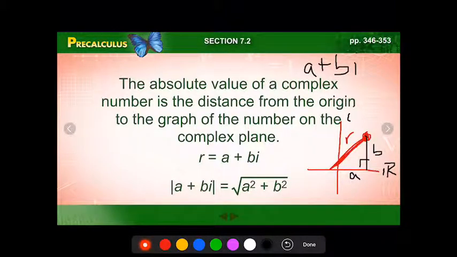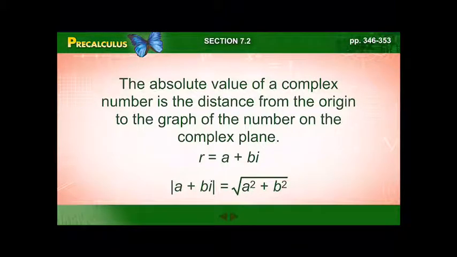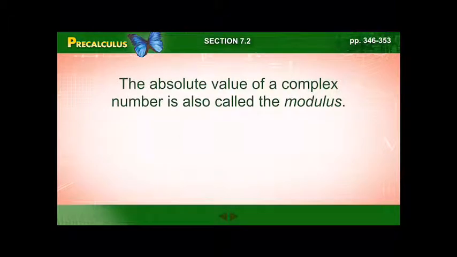So literally I could use the Pythagorean theorem and say a squared plus b squared equals r squared, and then what they do is they just take the square root of both sides, and that's how they get this equation right here. That the absolute value of a plus bi is equal to the square root of a squared plus b squared, derived through trigonometry.